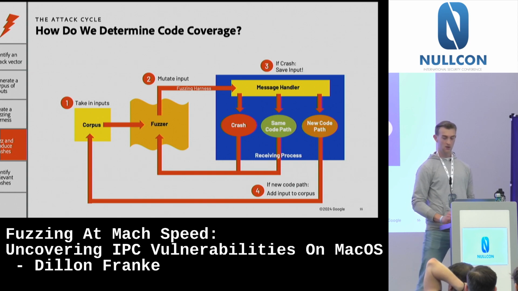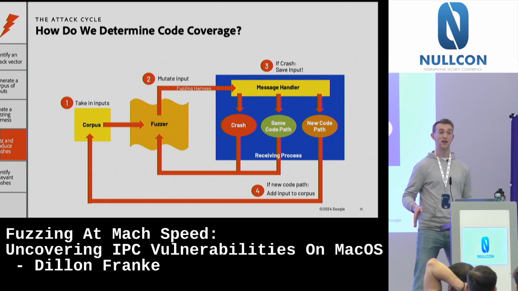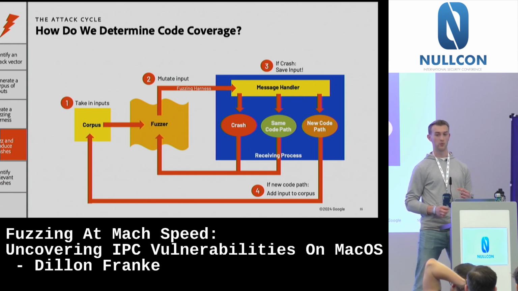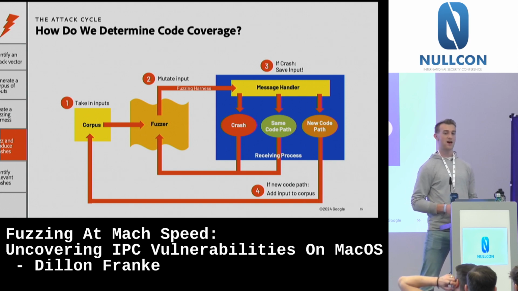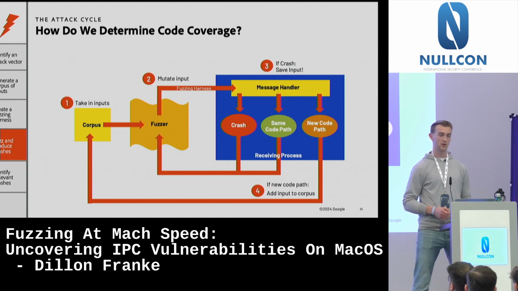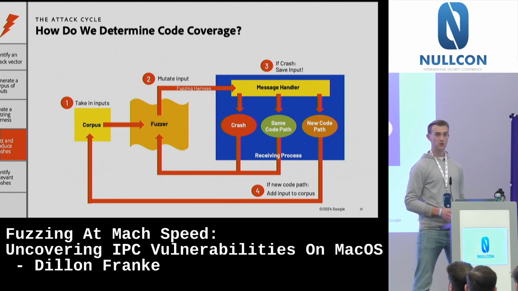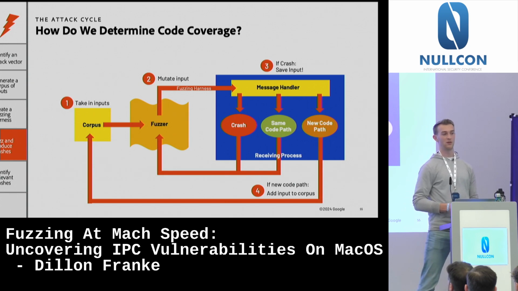So if we hit a new code path, then we are actually going to save that input. That's a good input. That got us to a place we've never been within the binary, and we're going to add it back to our corpus. Then the fuzzer is going to continue to iterate on that newly mutated input that we care about. So this concept of code coverage really helps in the fuzzing world. It really helps differentiate what we call blind fuzzing from a little bit more intelligent fuzzing.